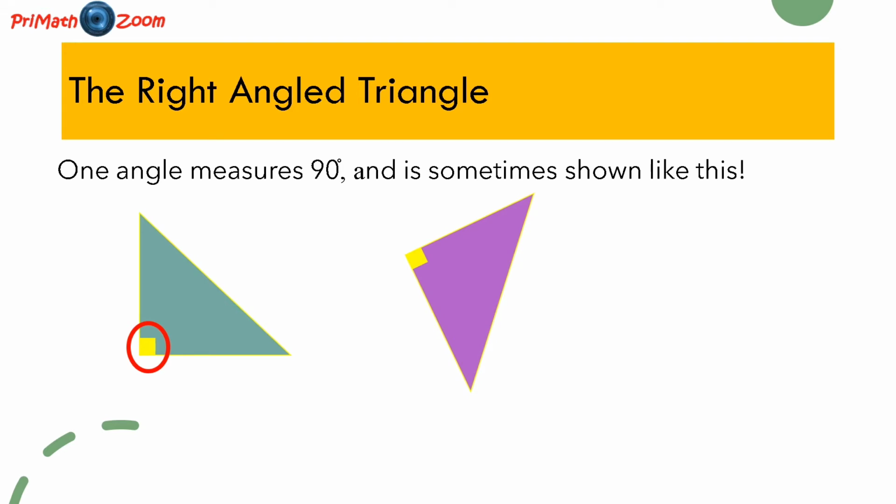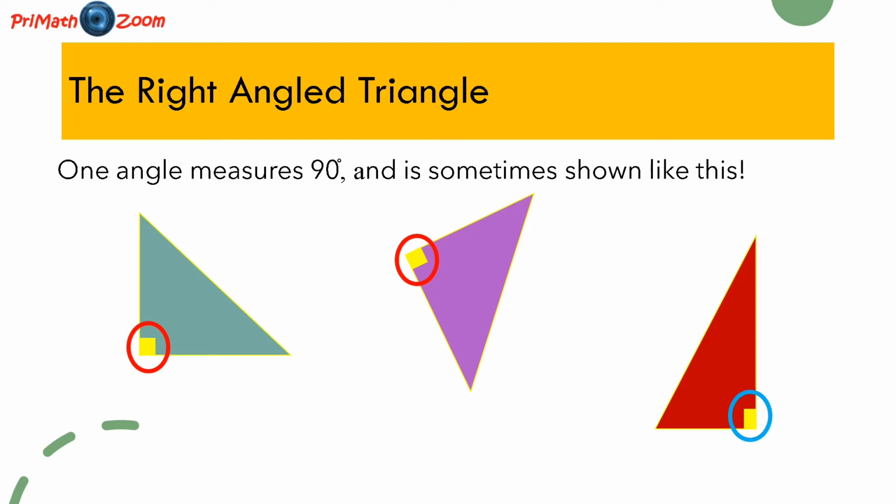Even though this triangle is orientated differently, meaning it is in a different position, the angle does not change. So if you use your protractor to measure, you will realize that this angle here, represented with a small square, also measures 90 degrees. And here we have another right-angled triangle. And if you notice, this one kind of looks different. But if you measure at least one of these angles, one would measure 90 degrees. And that is called the right angle.